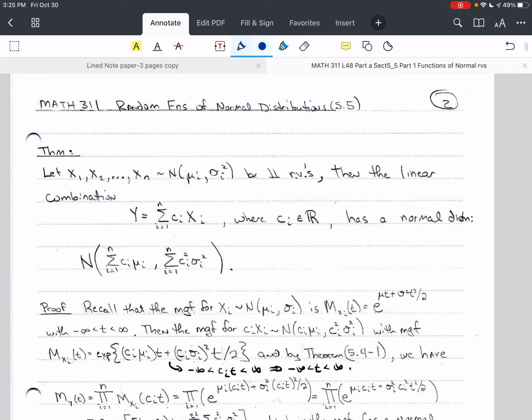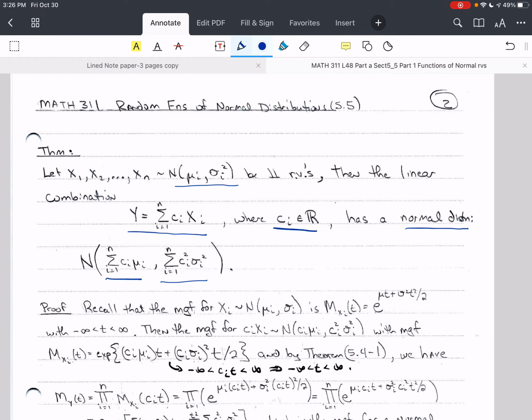Now, let's look at another theorem where we have x1, x2 to xn, independent, normally distributed random variables. Each has a different mean and variance, mu i and sigma i squared. Then the linear combination, the sum of ci times xi, where ci is just a constant or real number, has a normal distribution with mean the sum of ci mu i, and variance the sum of ci squared sigma i squared.